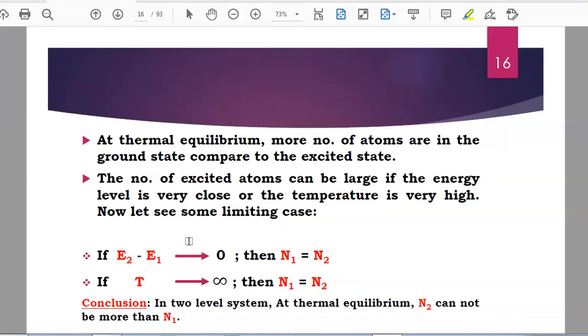Sir, that is where I'm confused. Like, if the temperature is very high, then most of the photons, like all of the photons, should be in n2.